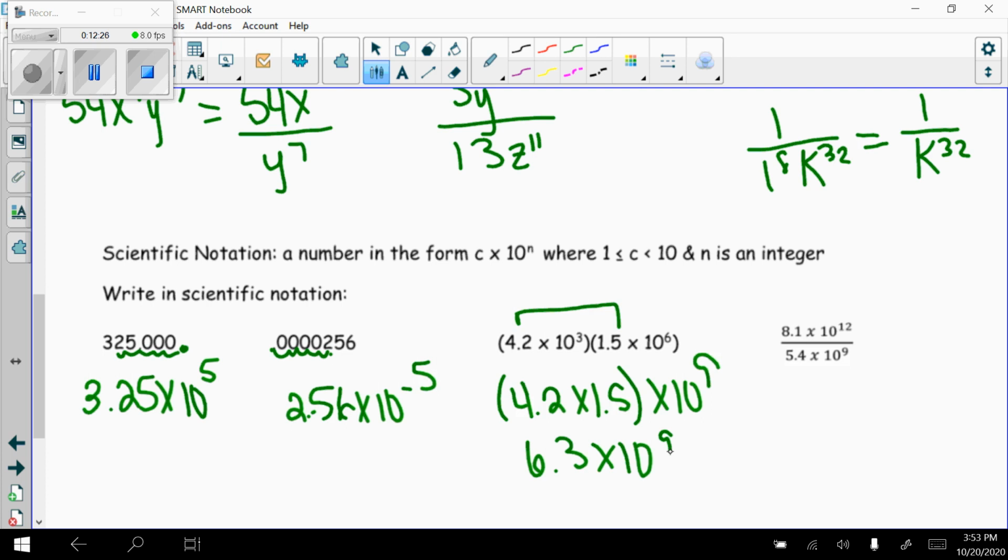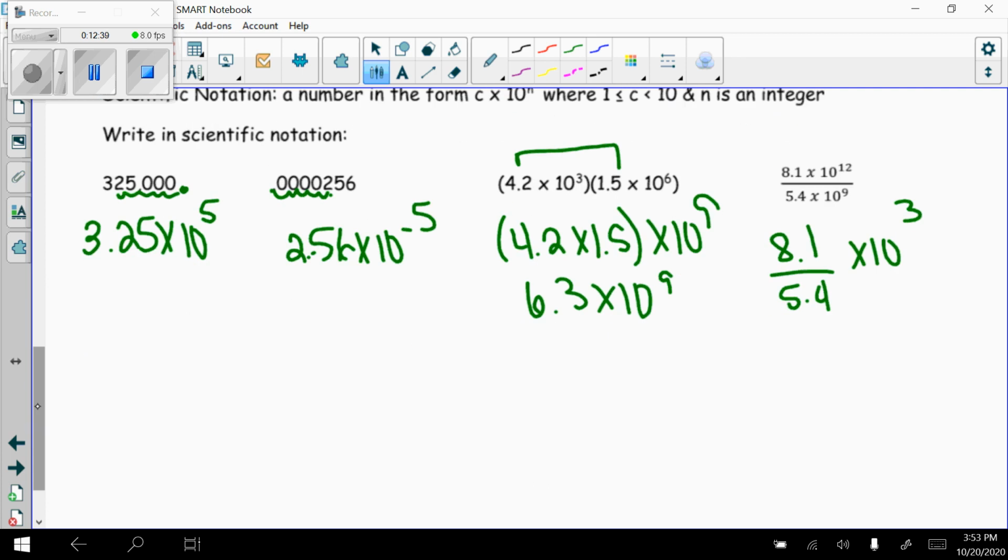Same thing with the division. I'll divide 8.1 divided by 5.4, and then times 10, subtract my exponents. 12 minus 9 gives me 3. So 8.1 divided by 5.4 gives me 1.5 times 10 cubed.